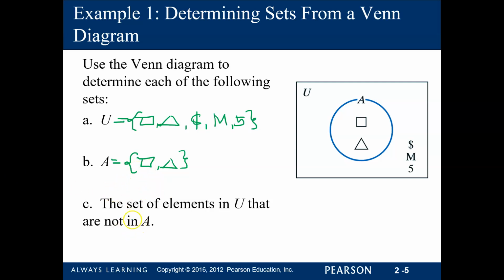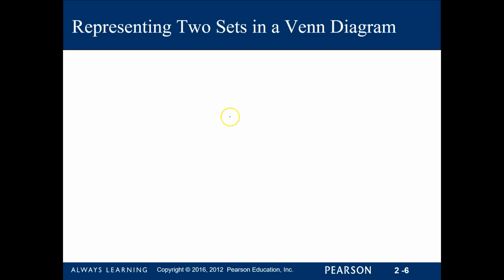Now, last question here. The set of elements in U that are not in A. What are the elements that are inside the universal set but are not found inside the circle? You can see that all the other elements that are not in the circle are these three over here. So that's your dollar sign, the letter M, and the number 5. That's how you can use your Venn diagrams.